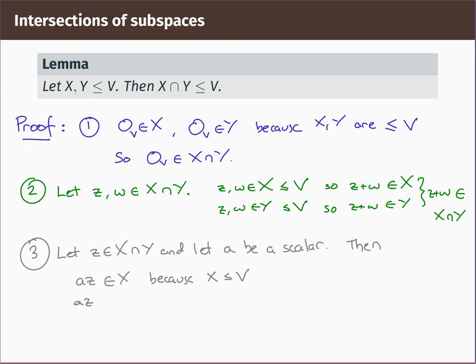For exactly the same reason, z is in Y. Y is a subspace. Subspaces are closed under scalar multiplication. So A times z is in Y. So we've established A times z is in both X and Y. That means it's in their intersection. We've proved that this intersection is closed under scalar multiplication, so we're done. We've checked that X intersect Y is a subspace.